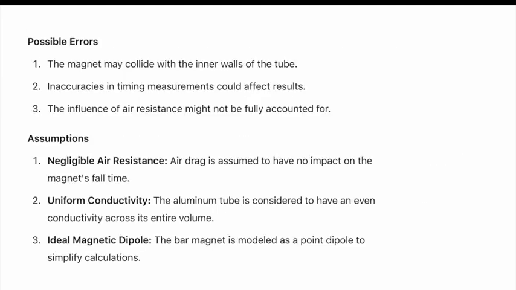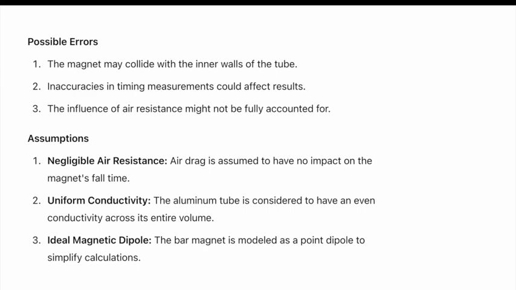So our possible errors are that the magnet could collide with the walls of the tube, which may slow down the time. Inaccuracies in timing measurements could affect results. And then the influence of air resistance could also be a possible error, but we're assuming that its air resistance is negligible in this scenario.